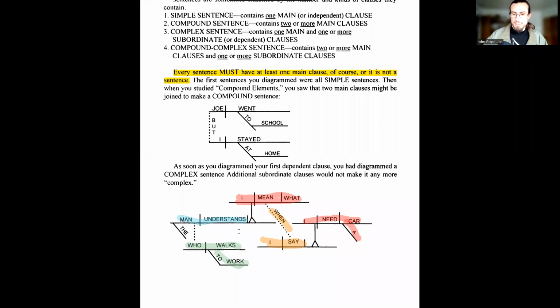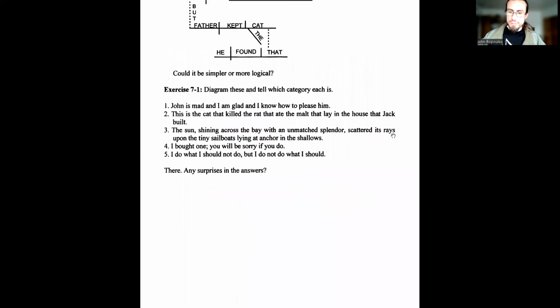So write this out. You'll see exactly what we're talking about here. But we have, look, just one independent clause. Everything else, adjective clause, noun clause, adverb clause, noun clause. It's still a complex sentence. It's not compound complex because it only has one main clause, right? Easy. So let's go on.